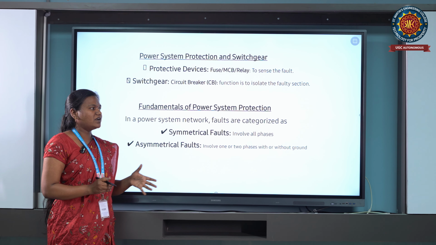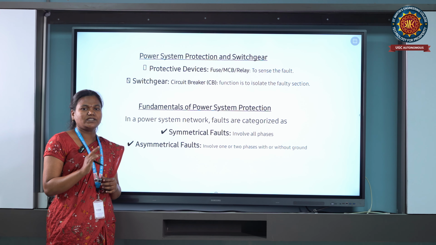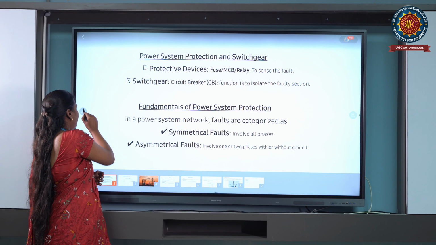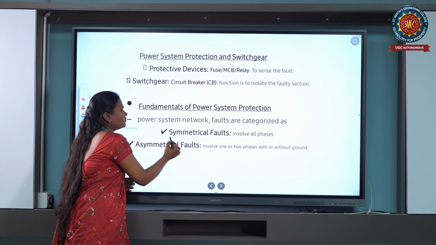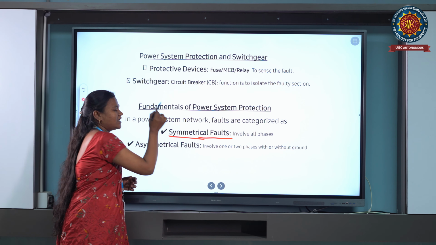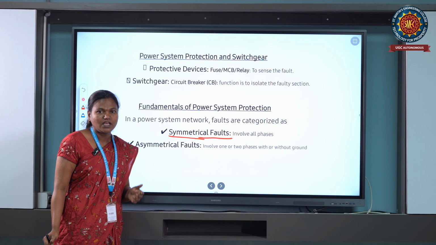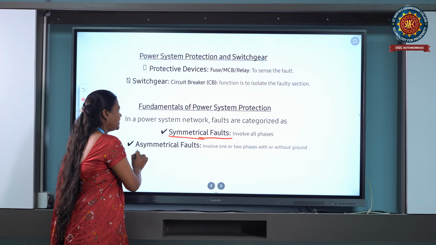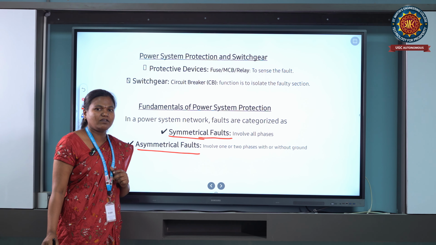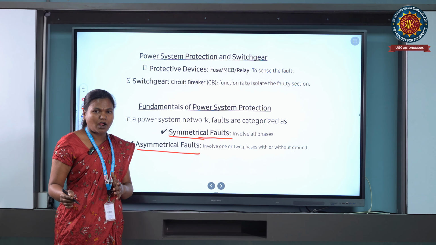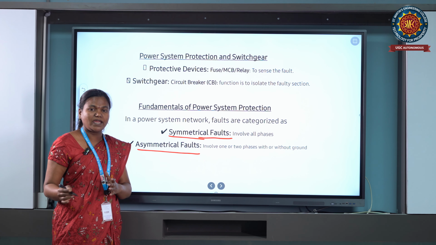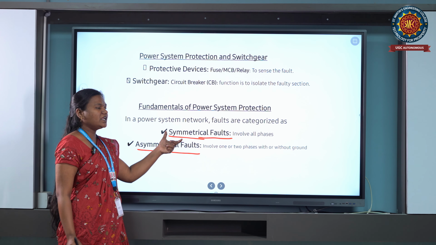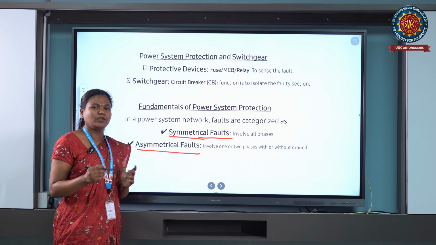So in a power system we get two major faults. One is the symmetrical fault. Symmetrical faults are nothing but three-phase faults, where all phases are present. The next one is the asymmetrical faults. Asymmetrical faults are phase to ground, phase to phase, or line to line, line to ground, and double line to ground. These are the asymmetrical faults. Symmetrical faults are triple line to ground or triple line faults.